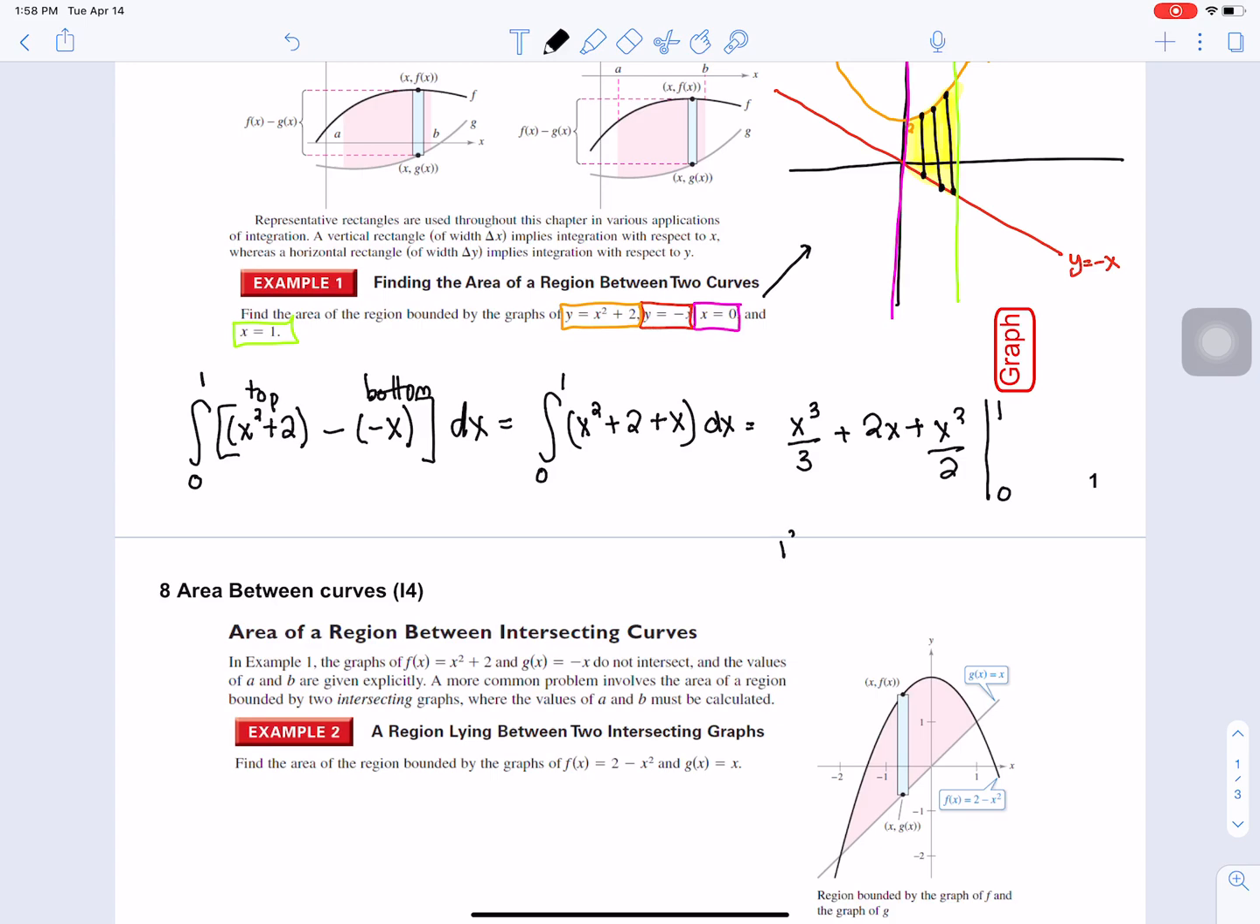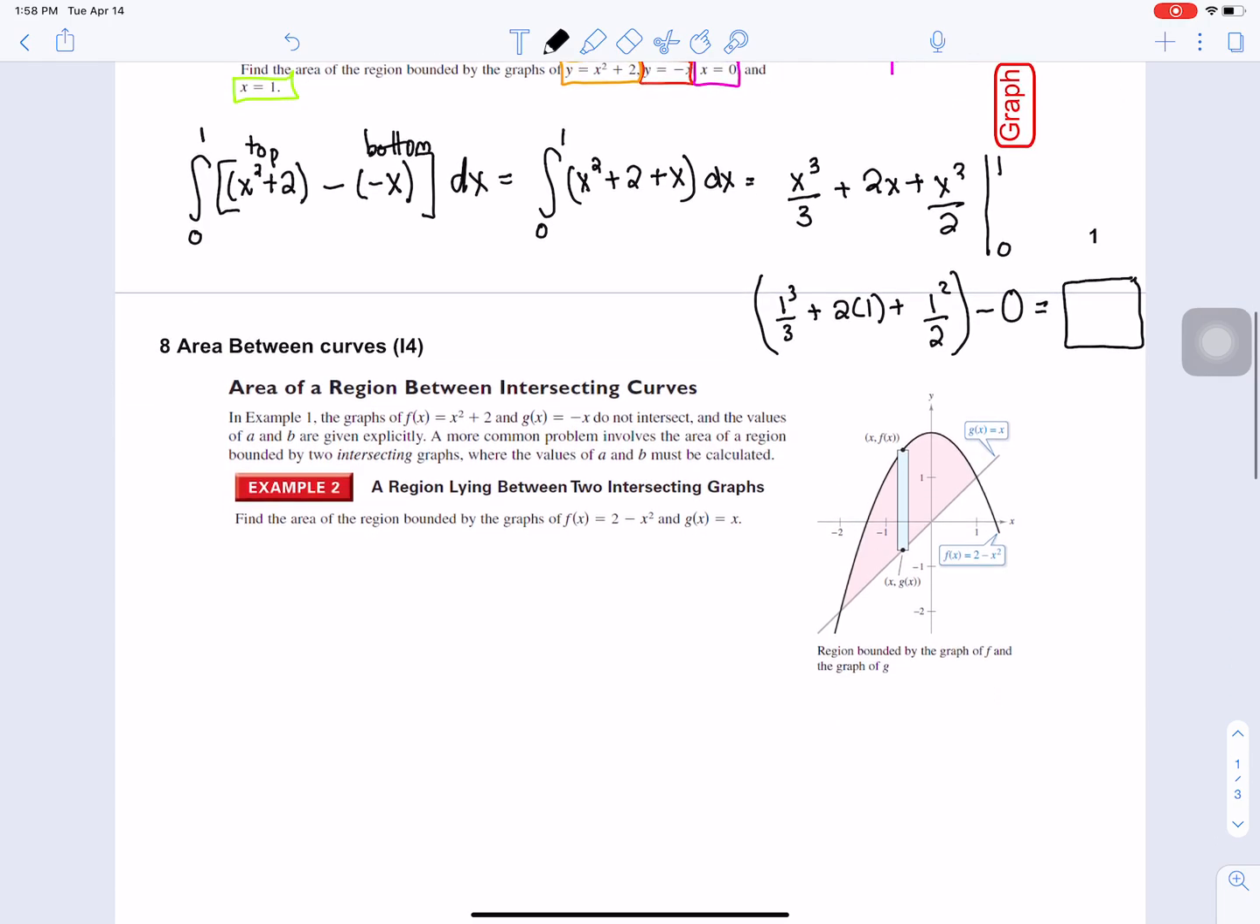So 1 cubed over 3 plus 2 times 1 plus 1 squared over 2 is the top value, minus 0 is the bottom value. And then you just evaluate that, which is whatever that answer is. And you would work that out, and that would be the answer to represent that area under the curve. Okay. Now again, let's try a different example.